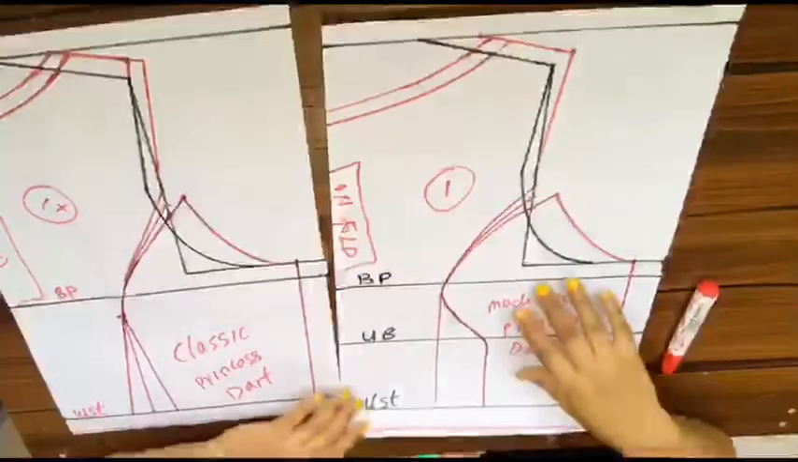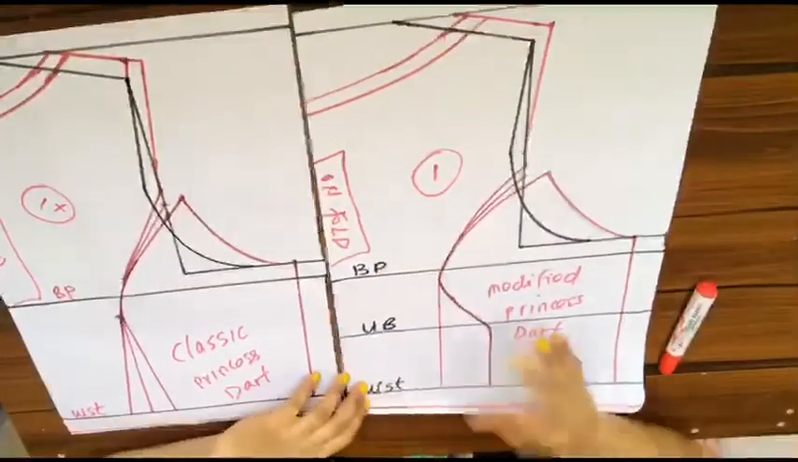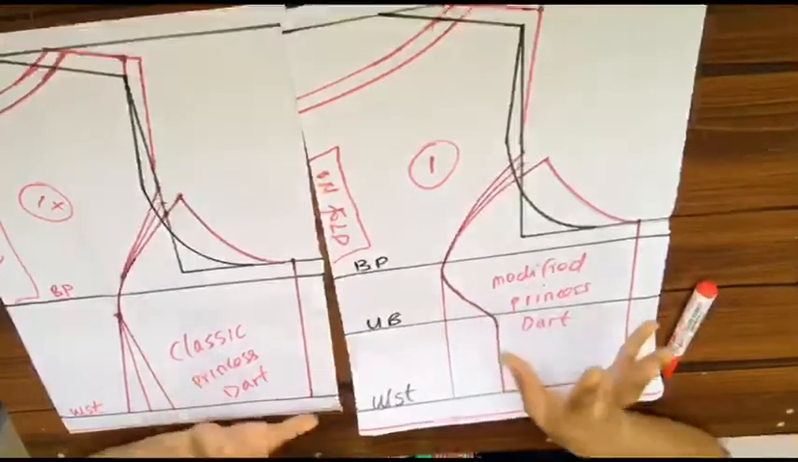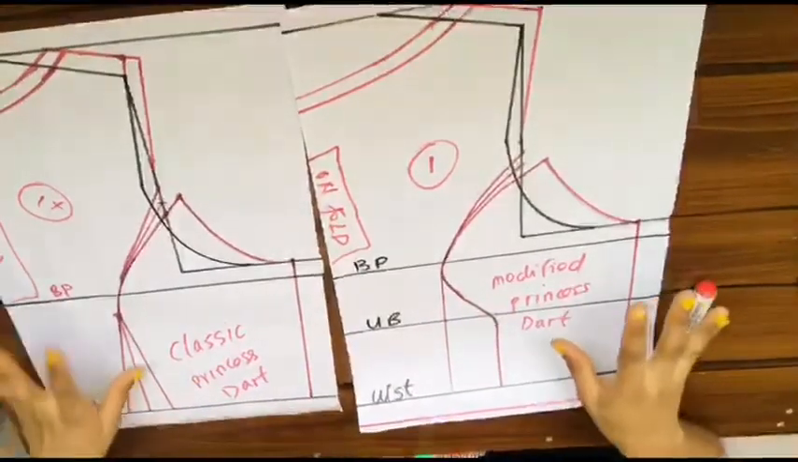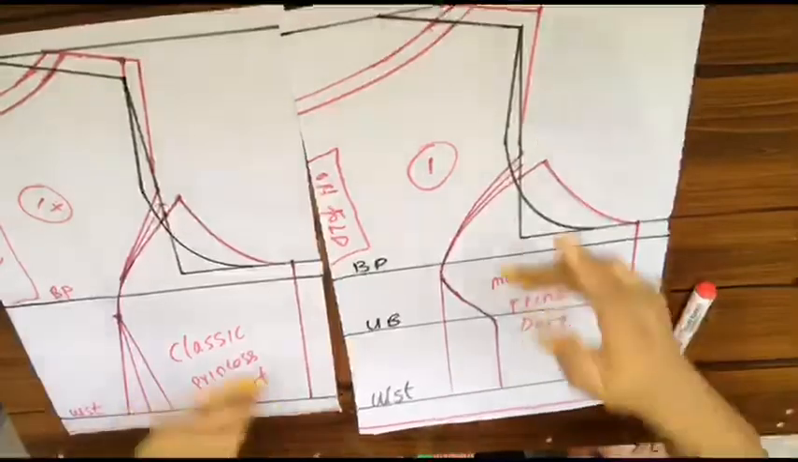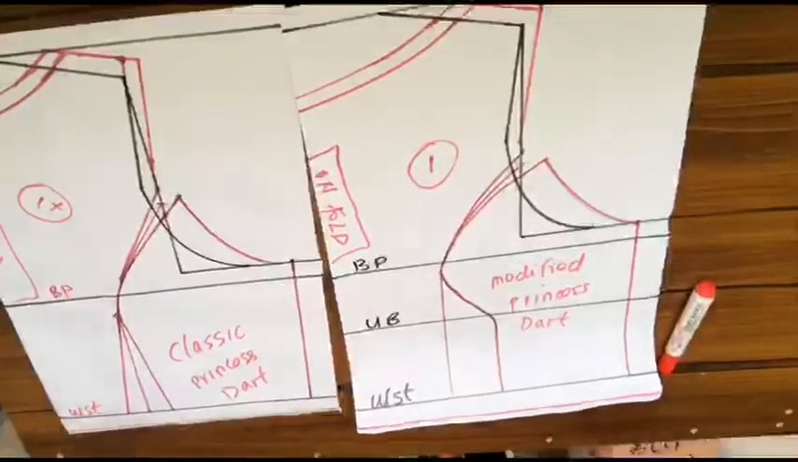The back is just very easy. You don't need to do all of this for the back. You just need to take your basic bodice block for the back and then modify the neckline and you're done.